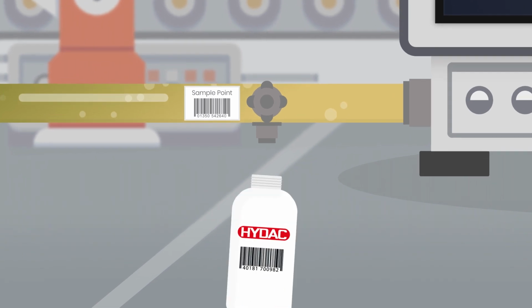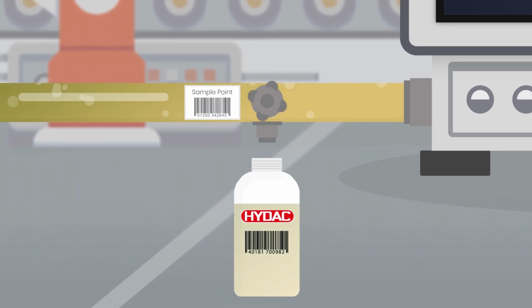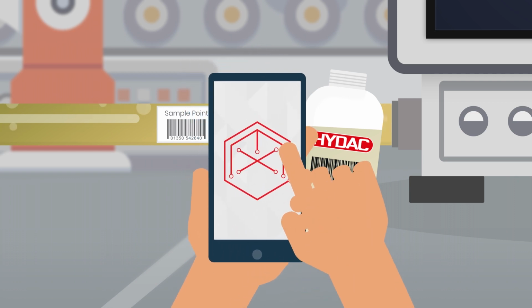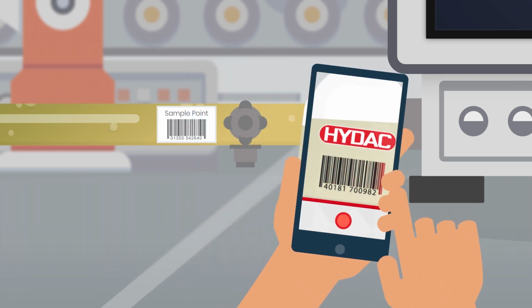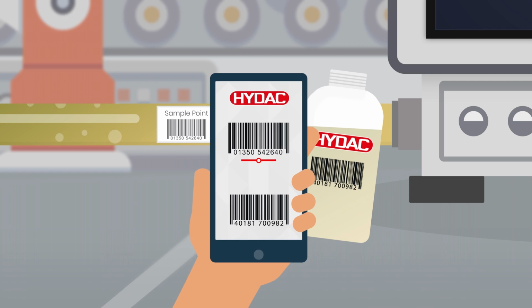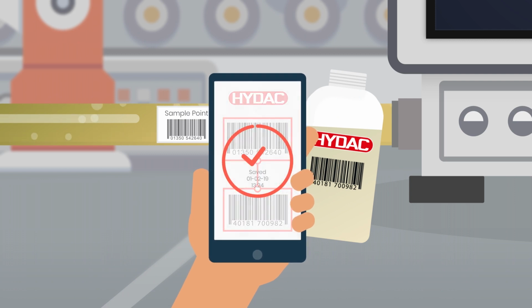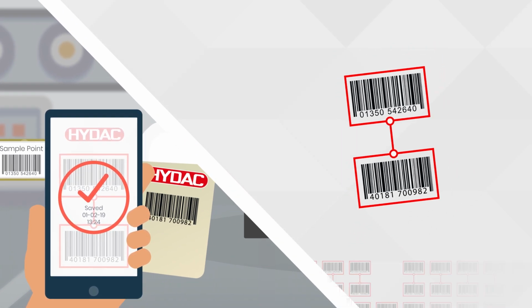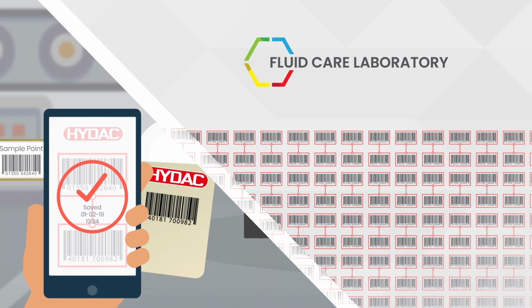A fluid sample is taken using HYDAC labeled sample bottles. The sample bottle and sample point each have their own unique barcode and identification number, which, when scanned by the HYDAC CMX app, creates a link between them that is saved along with the date and time. This link is then sent to the HYDAC CMX laboratory platform, where it is stored in a database ready to be accessed by the Fluid Care Laboratory.